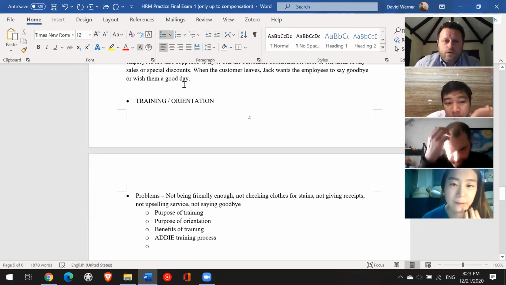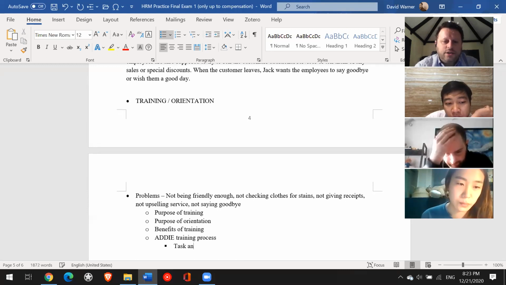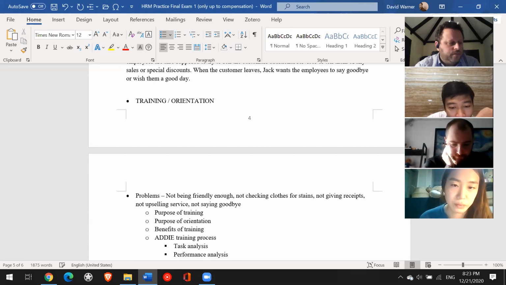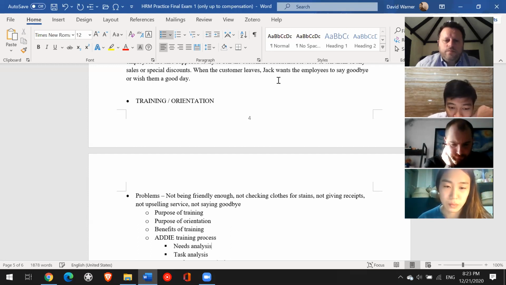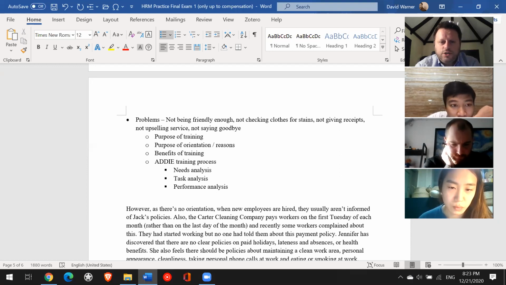With ADDIE, at the very least, we would talk about the task and the performance analysis. Together, those are the needs analysis. With orientation, the purpose of orientation, yeah, I'd say that's right. Maybe the reasons for orientation.